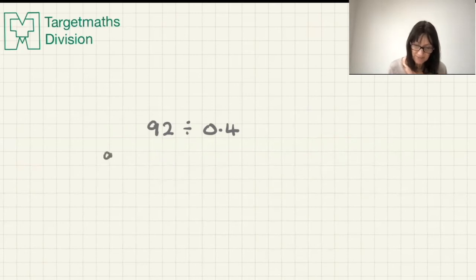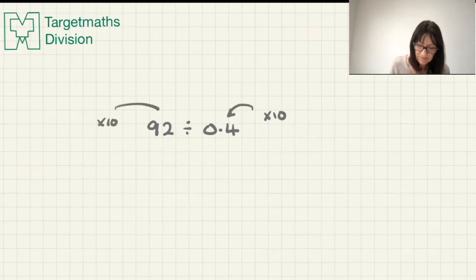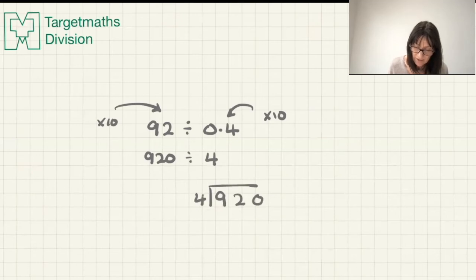Okay, so here comes the manipulation. I'm just going to show you, if you don't want to write it as a fraction, you don't have to. You could just write that you're going to times by 10 and do it that way. And then get going. So 4s into 9 go 2, remainder 1. 4s into 12 go 3. 4s into 0 are 0. Job's done. Nice and quickly.